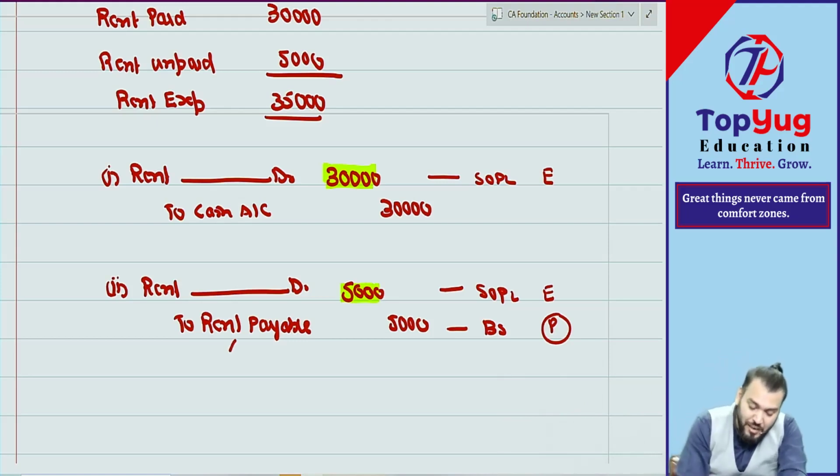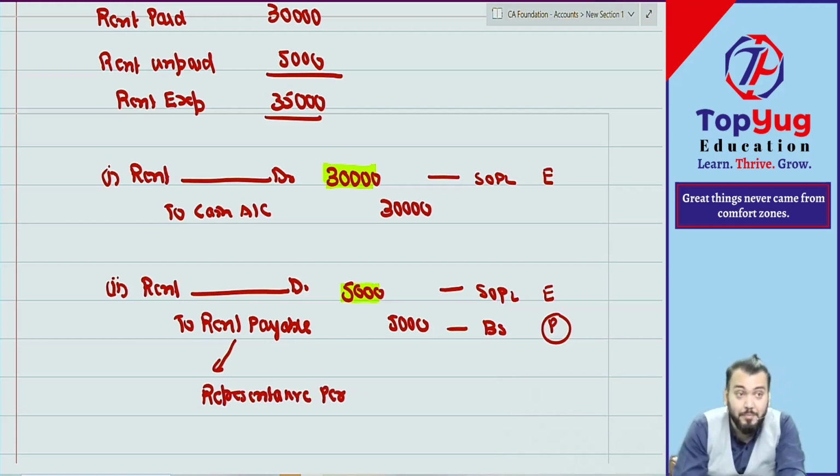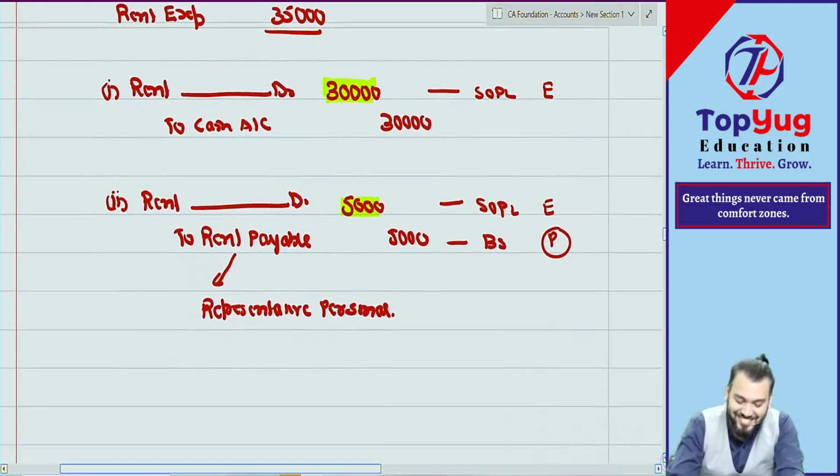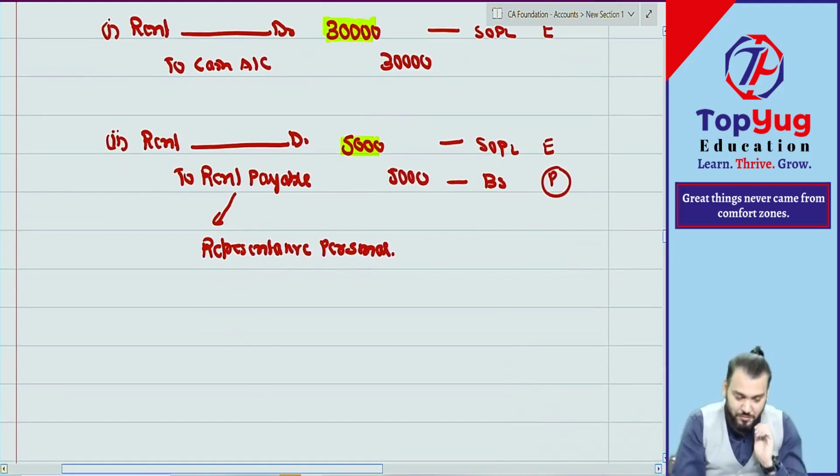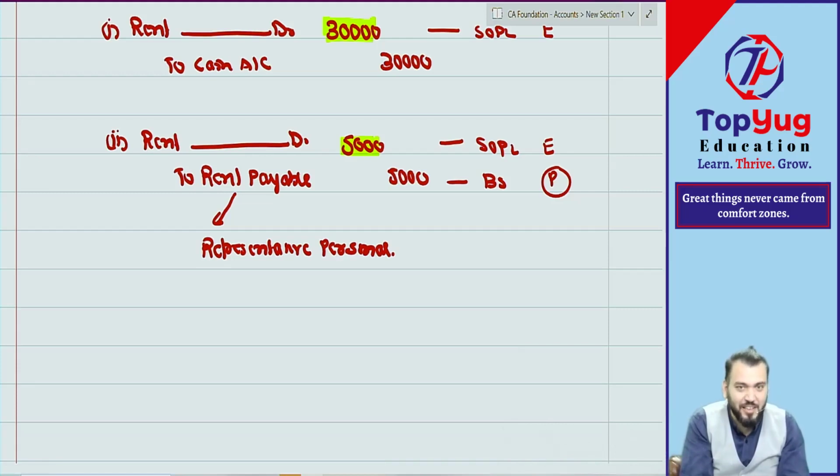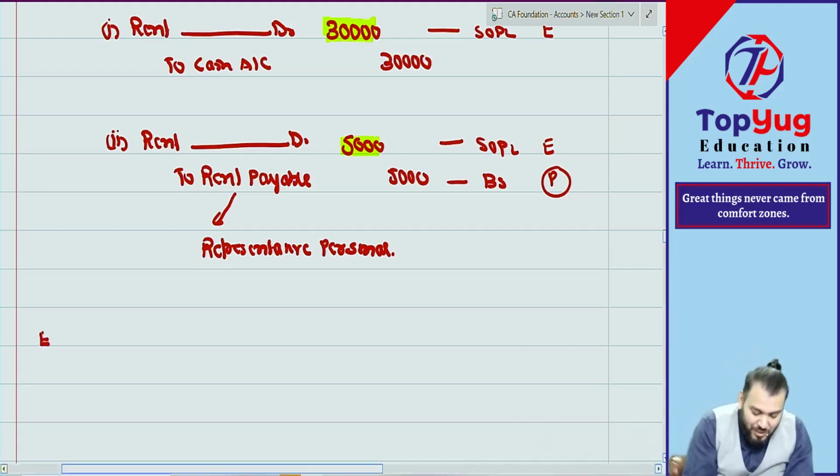Achha, this is which account? You have written representative. They ask in exam, rent payable is a representative personal account. True or false? True. Chalo. One more. Now you will apply your common sense. I gave a very easy first one, right?